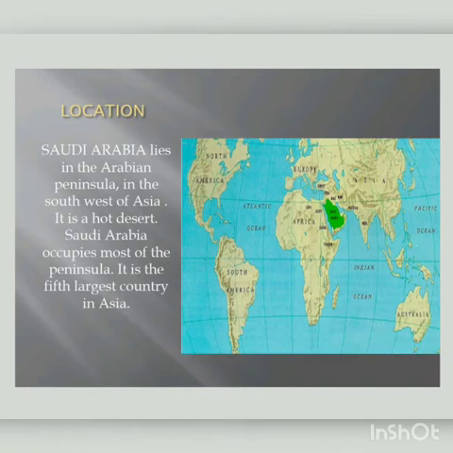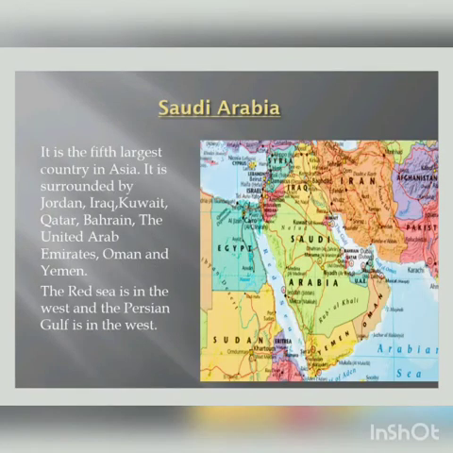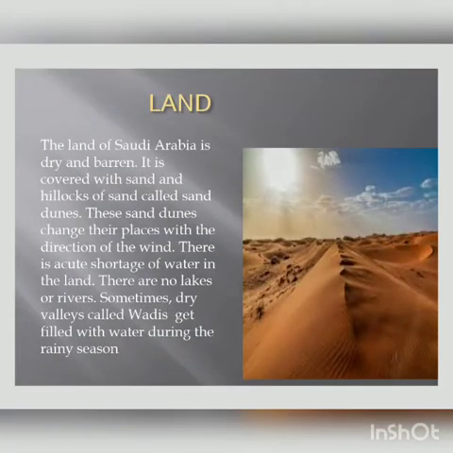Saudi Arabia occupies most of the peninsula and it is the fifth largest country in Asia. It is surrounded by Jordan, Iraq, Kuwait, Qatar, Bahrain, the United Arab Emirates, Oman, and Yemen. The Red Sea is in the west and the Persian Gulf is in the east.